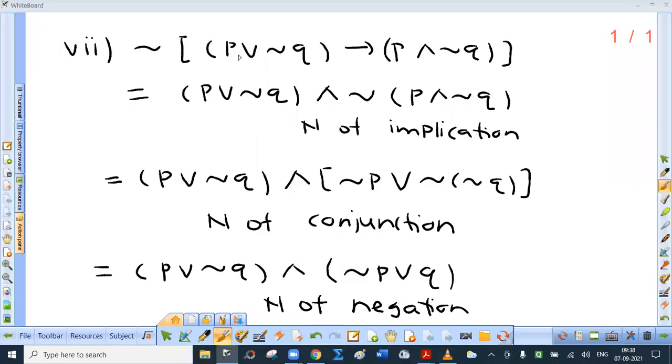Now negation of what? Basically it is negation of implication. So what is negation of S implies R? It is S and not R. Now this is negation of conjunction, which is disjunction of negations. But what is not Q? Q. So what is the final answer? P or not Q and not P or Q.